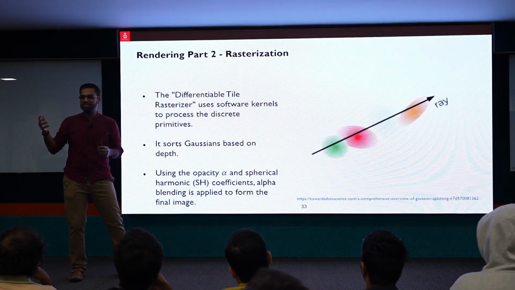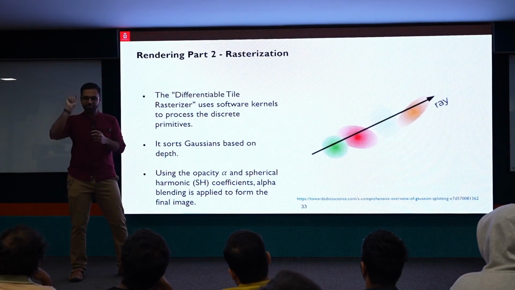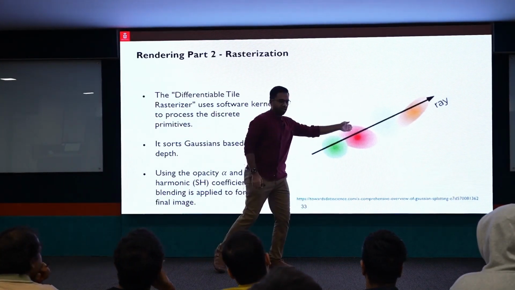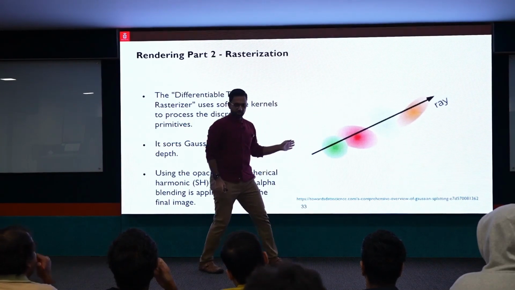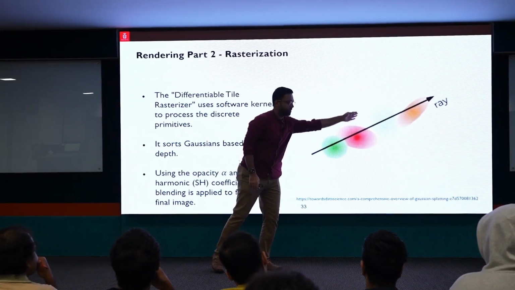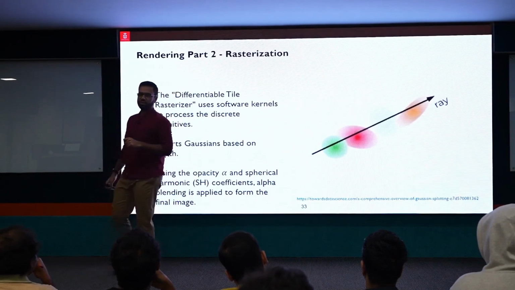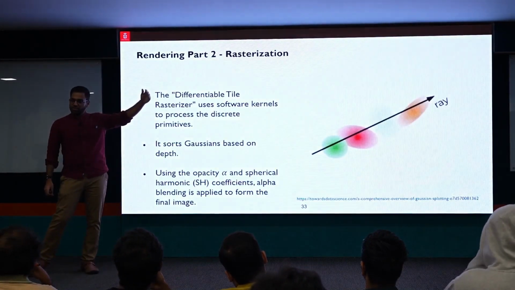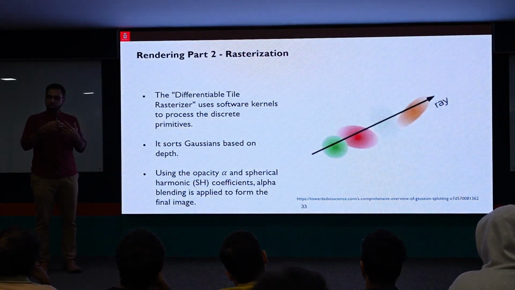That's not what I want, right? So I want to blend from close to the camera to far away. So I do some kind of sorting of the Gaussians based on distance. Okay, so this Gaussian is first, second, third, fourth, and so on. And once we've sorted all the Gaussians based on distance, we can then blend all of them together.